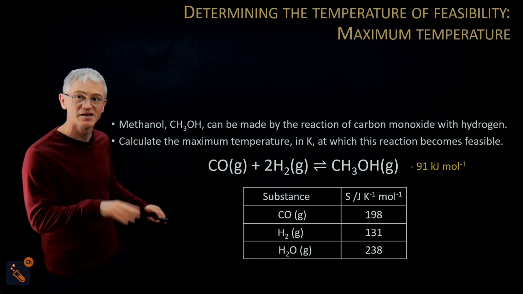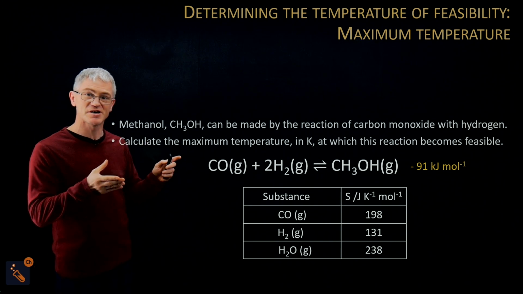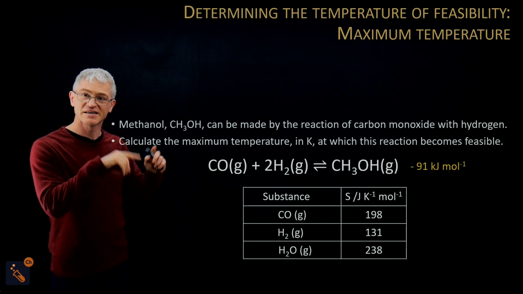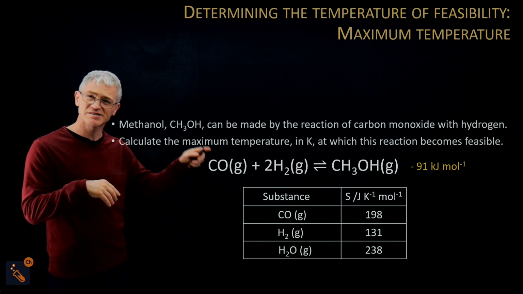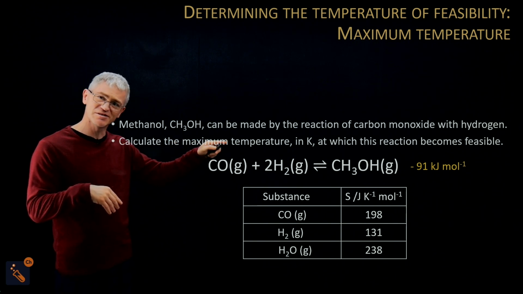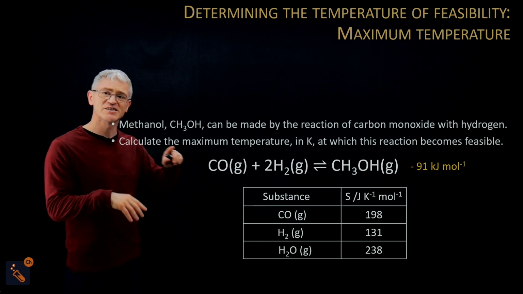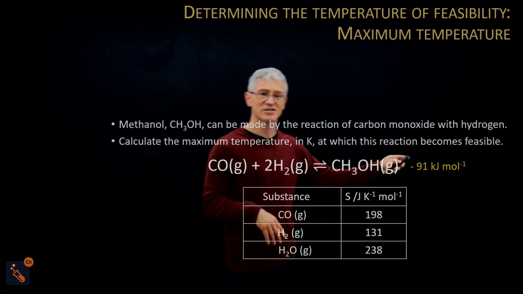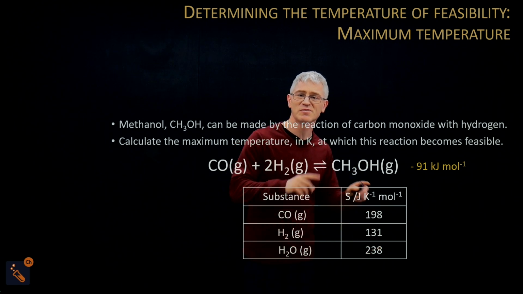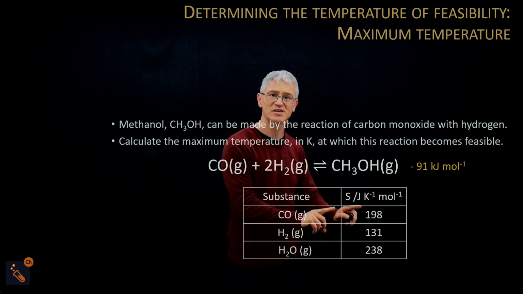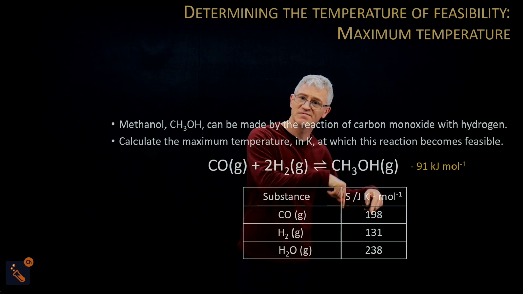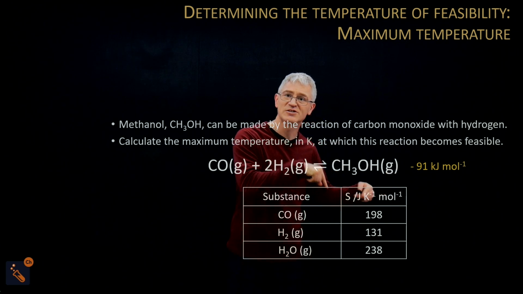So here we go. So we've got methanol can be made by the reaction of carbon monoxide with hydrogen. Calculate the maximum temperature. Again, this maximum doesn't matter. You still do it in the same method regardless of whether it says maximum or minimum. You're given an equation, you're given the delta H, and you're given entropy values. Entropy values are in joules, that's the most important thing, and this is in kilojoules. So you need to convert that into kilojoules when you finish.